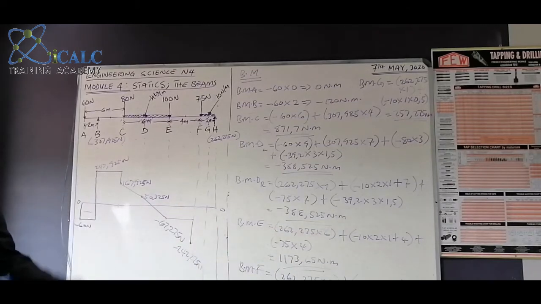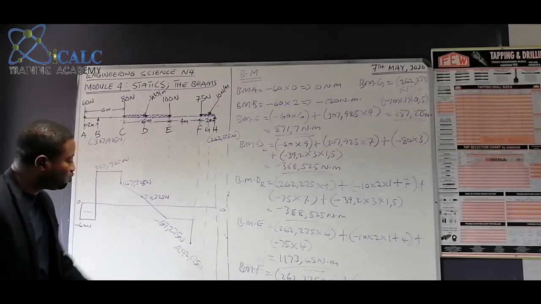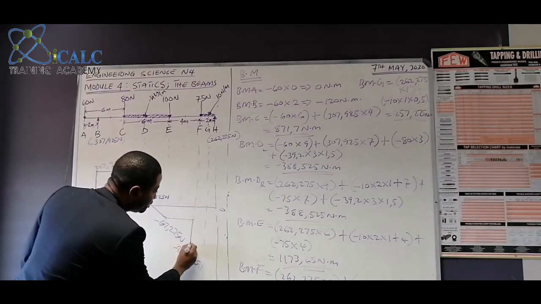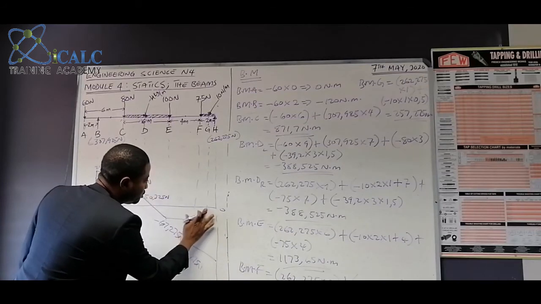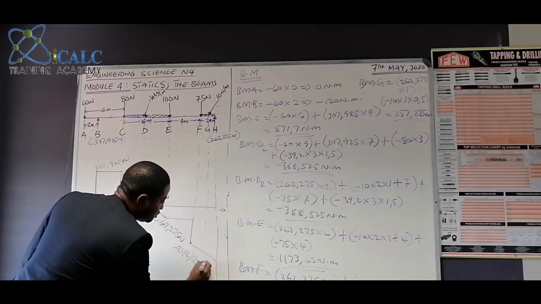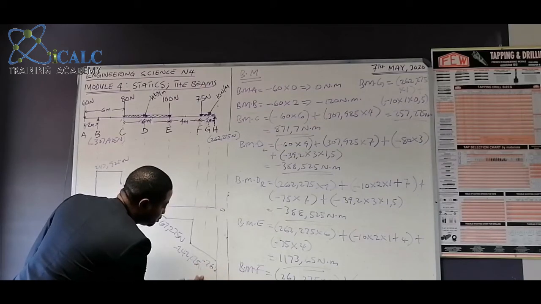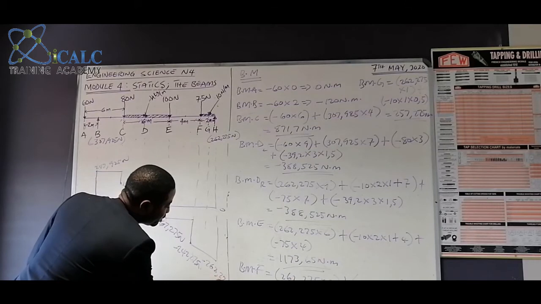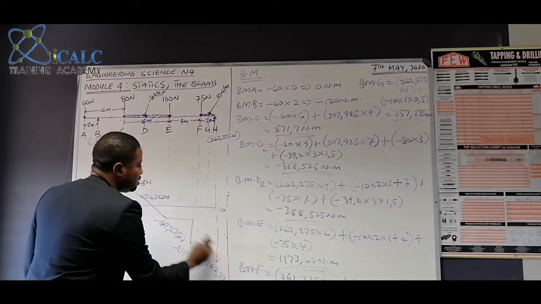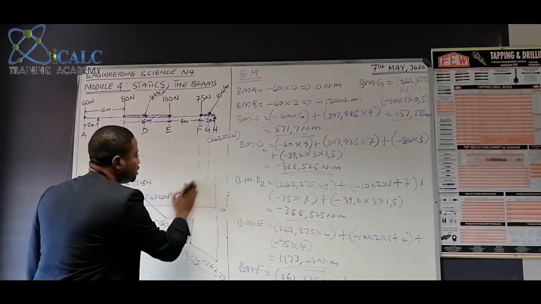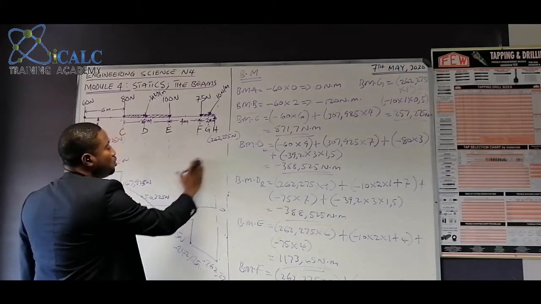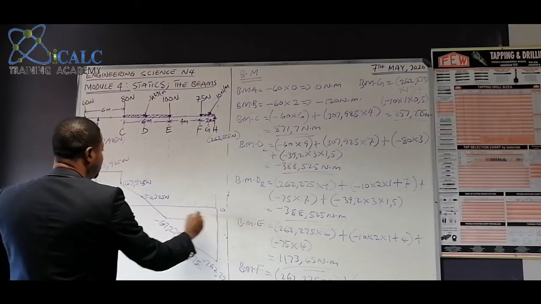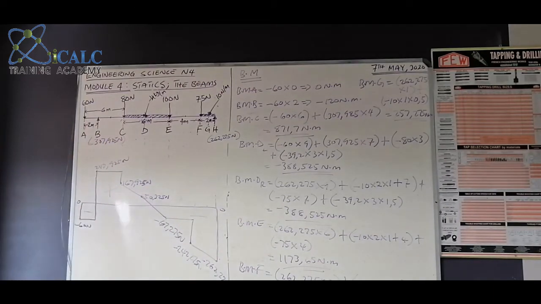Okay. And then we have a UDL of 10 Newton for 2 meters, which is 20. So it's going to be minus 242.275 minus 20 will give us minus 262.275 Newton. And then minus 262.275 plus 262.275 will give us 0. So we have a negative here, and this will be positive.